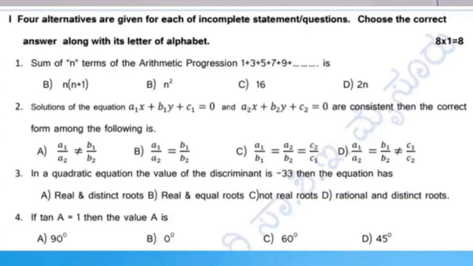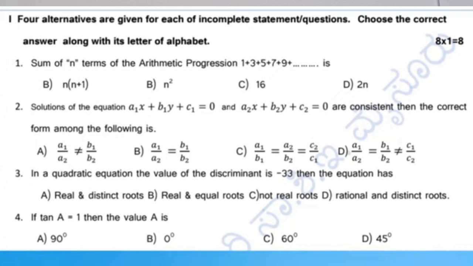Okay. So the next question is: solutions of the equation a1x plus b1y plus c1 equals to 0 and a2x plus b2y plus c2 equals to 0 are consistent, then the correct one from among the following is. Okay, so they have given some options over there.